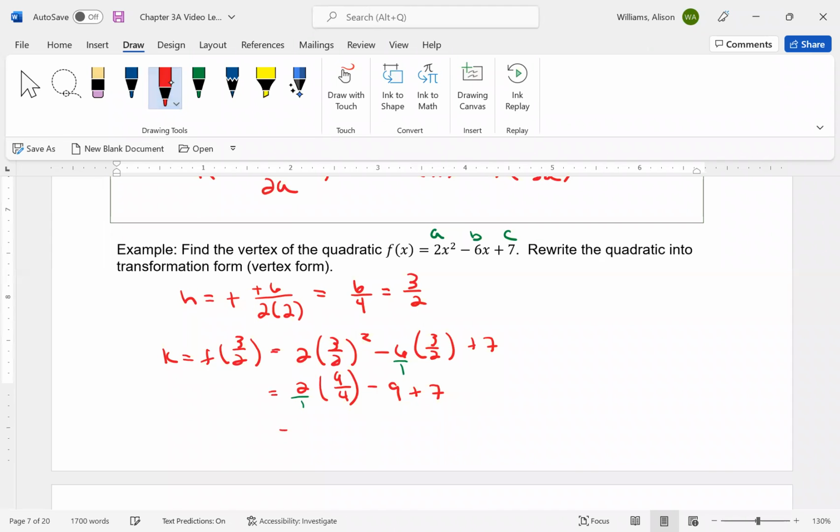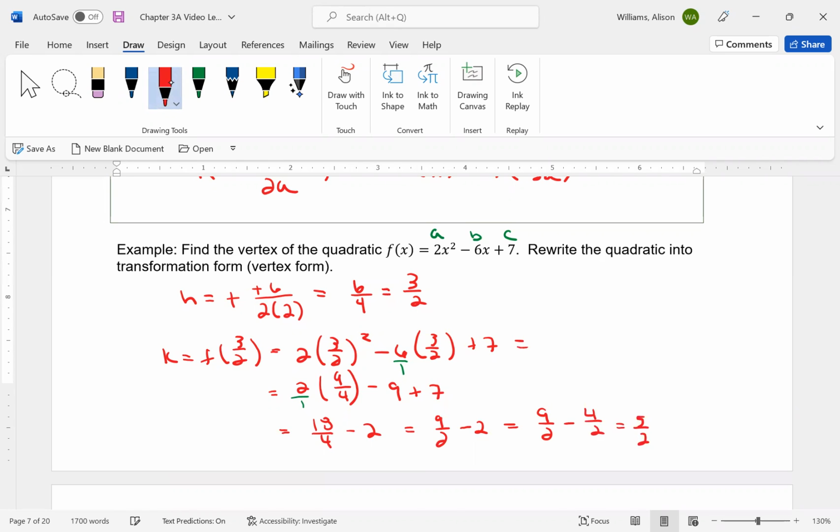Sorry, I lost my train of thought there. 18 over 4, and 18 over 4 actually, oh, sorry, here. Let me go ahead and add the 9 and the 7. So that's going to be negative 2. 18 over 4 actually reduces to 9/2 minus 2. If I want to get a common denominator, then that would be 4 over 2, which is 5/2.